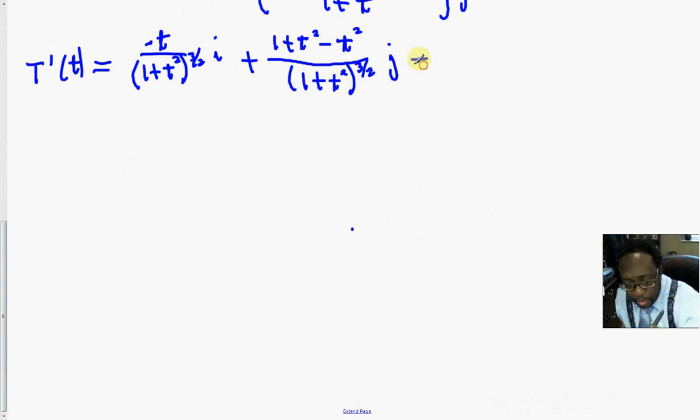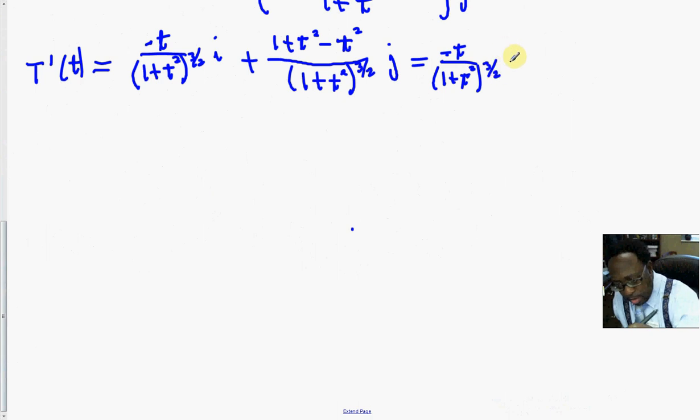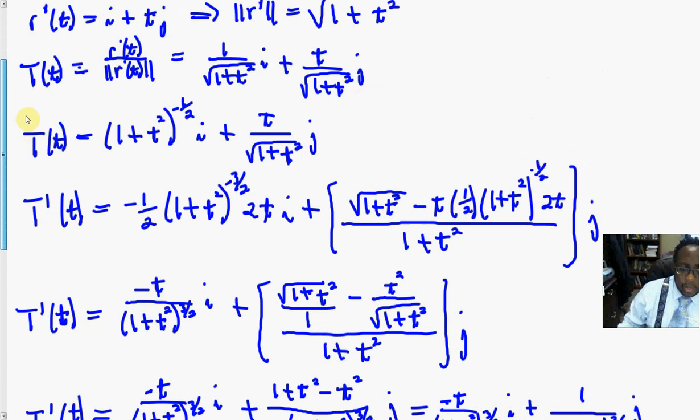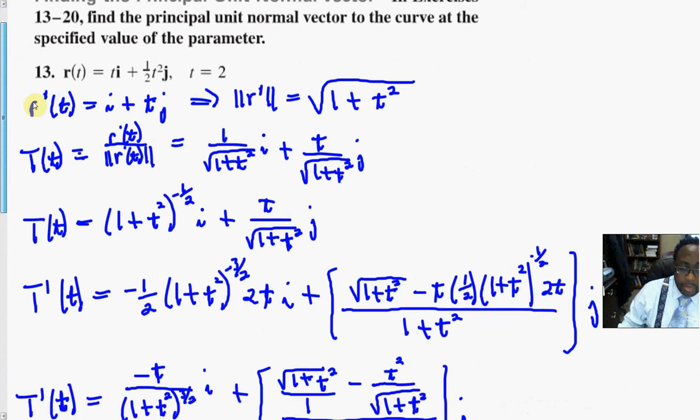So see if I can put it here. Probably not the way I write, but I'll try it. So this is negative t all over 1 plus t squared to the 3/2 power i. The t squareds cancel out, so this is just plus 1 all over 1 plus t squared to the 3/2 power j. And this, let me go back up for my sake. The question was to find the normal vector.